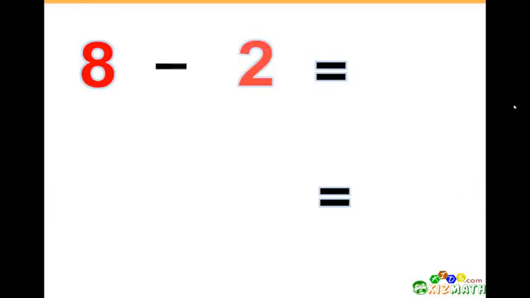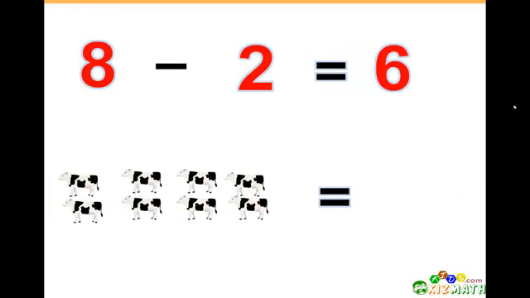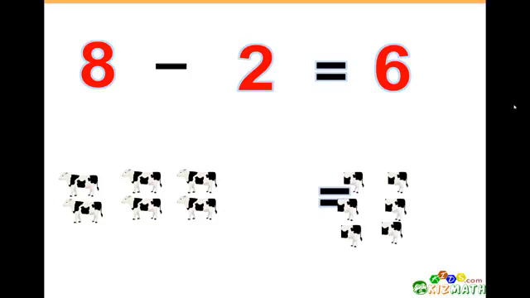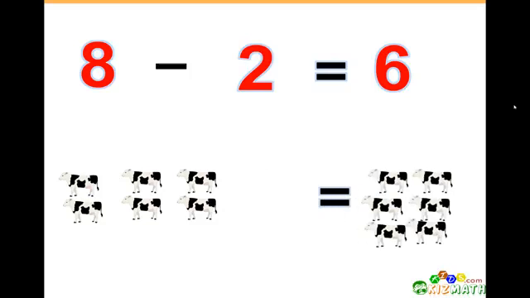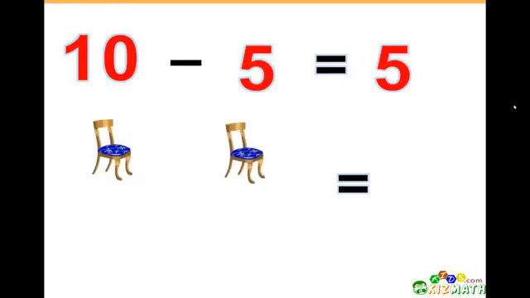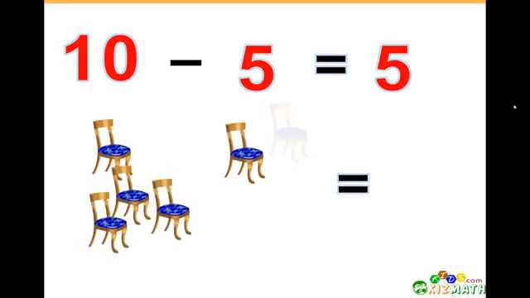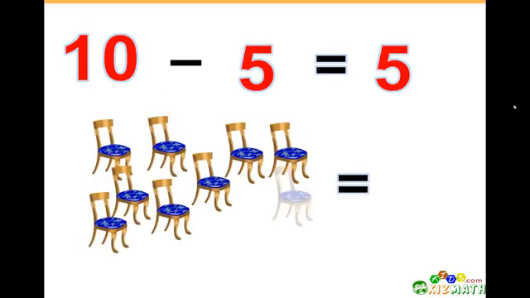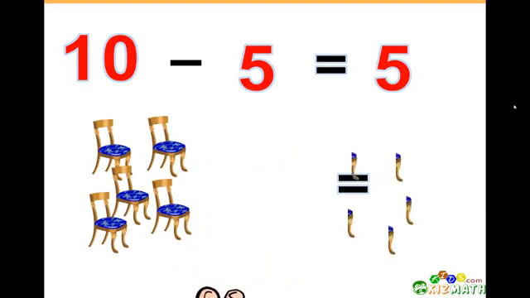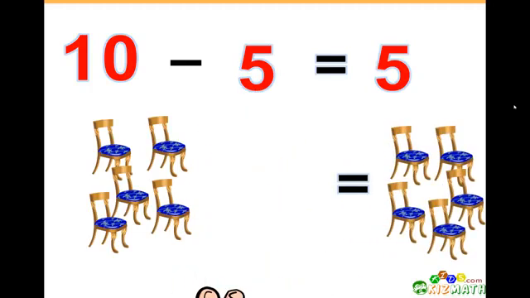8 minus 2 equals 6. If we have 8 cows and we take away 2 cows, there are only 6 cows left. 10 minus 5 equals 5. We have 10 chairs and if we take away 5 of those chairs, we only have 5 chairs left.